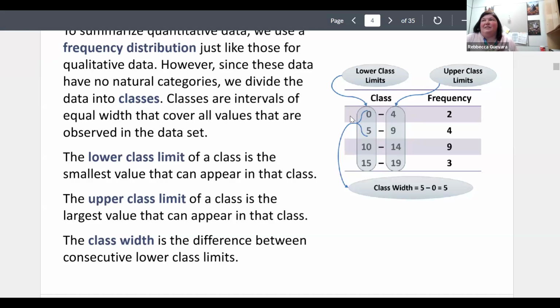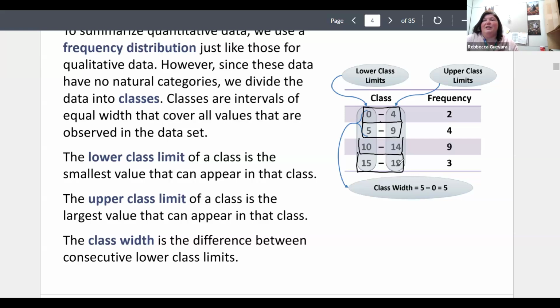When we make these classes, the classes are going to have what is called a lower limit and an upper limit. The lower limit is the smallest value that appears in that class, or can appear in that class. Sometimes we won't have one in our data set. For the first one, my lower limit is 0 and my upper limit is 4. For the next class, my lower limit is 5 and my upper limit is 9. Then for the next class, lower limit 10, upper limit 14. And then this last class, lower limit 15, upper limit 19.